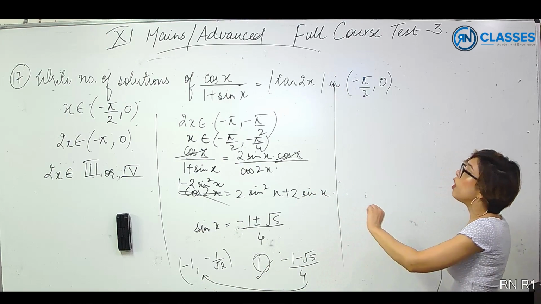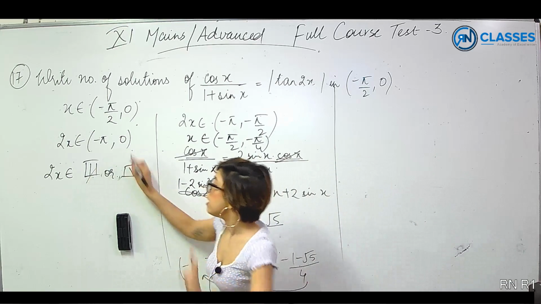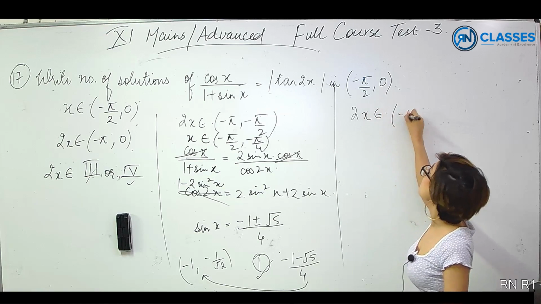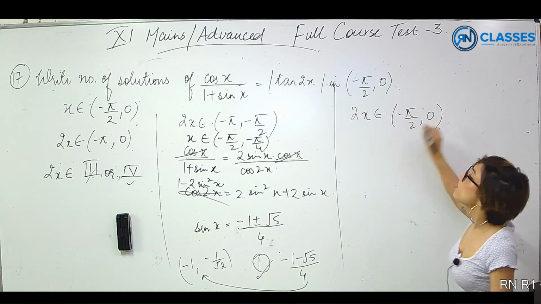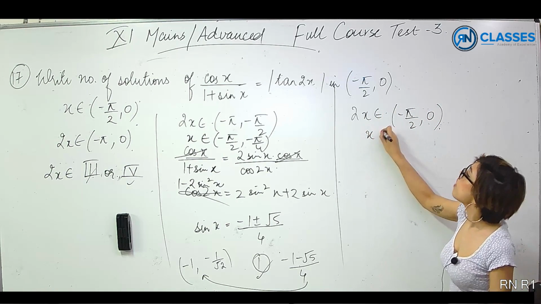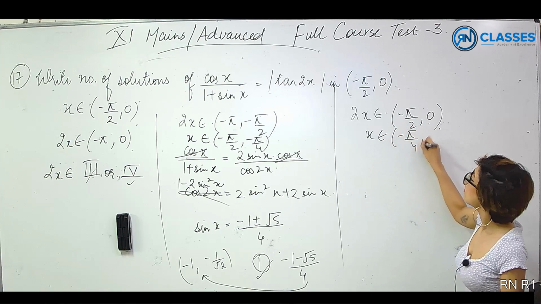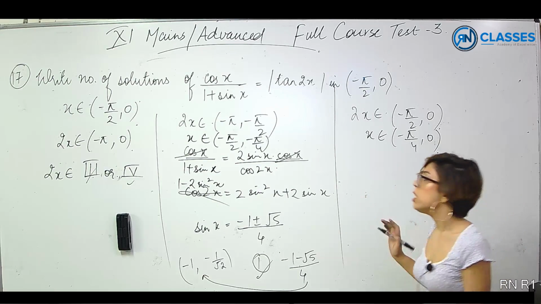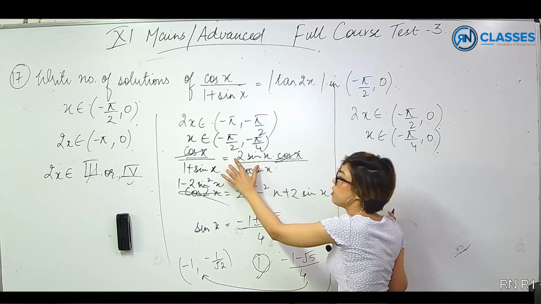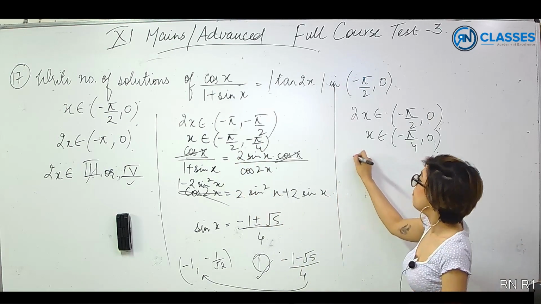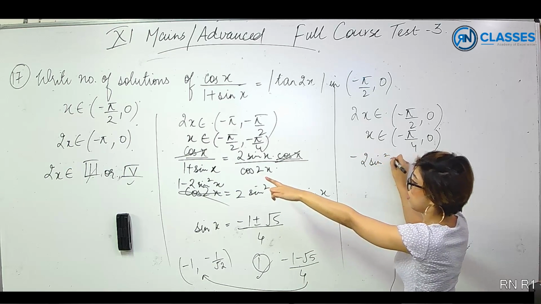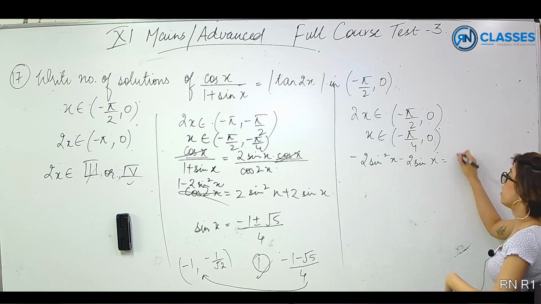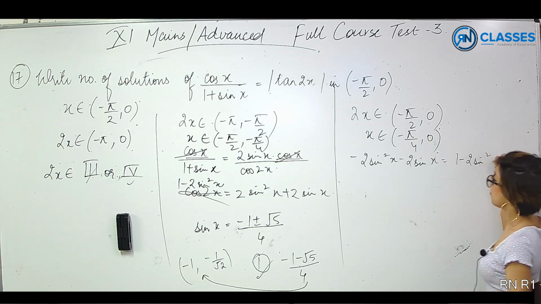Right? Because the third quadrant is done, let me move on to the fourth quadrant. So 2x belongs to minus pi by 2 to 0. So let me write the interval for x also. So x belongs to minus pi by 4 to 0. Right? I have to do kind of the same procedure only. But instead of plus over here, I will get minus. So I will get minus 2 sin square x minus 2 sin x equal to cos 2x, which I will write as 1 minus 2 sin square x.